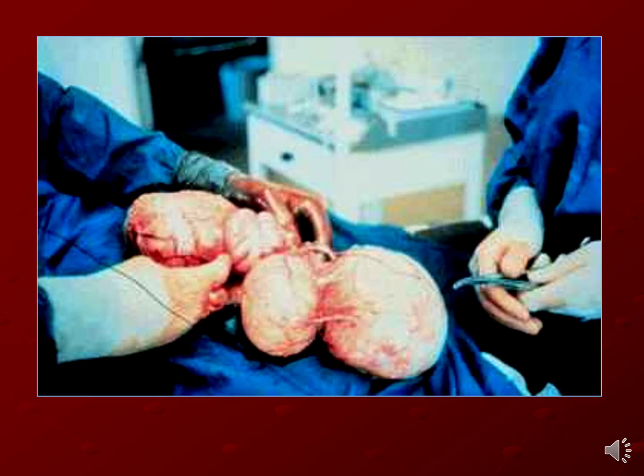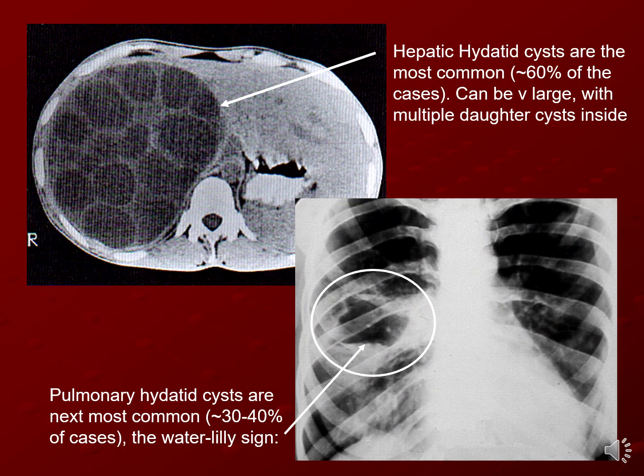You see, hydatid cysts can become really large. Okay, please compare to the size of the hand of the surgeon. And this is a CT scan of the abdomen, of the liver. In the upper picture, we can see the hydatid cyst in the liver, as well as many daughter cysts inside it. To the right-hand side, we see a chest X-ray with a cavity in the right lung, and the arrow points to an irregular area, which is the water lily sign.